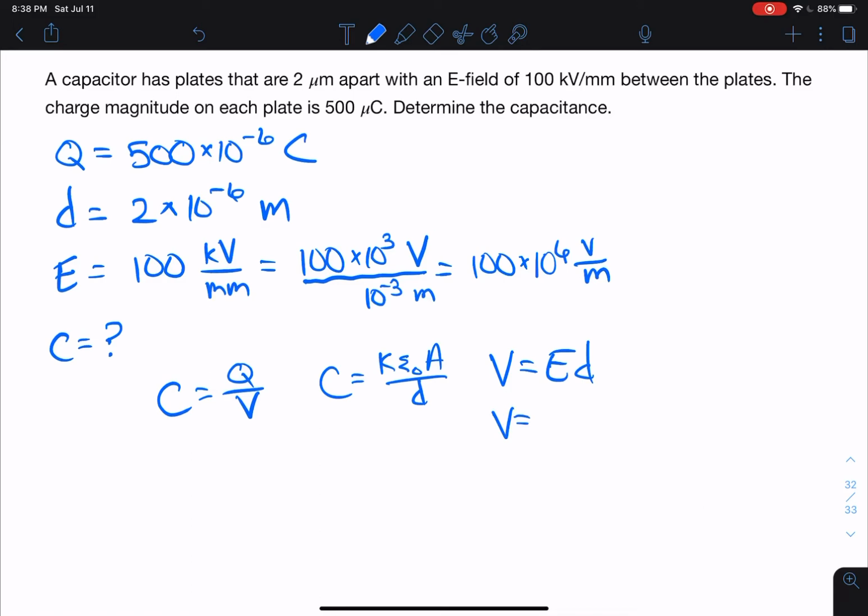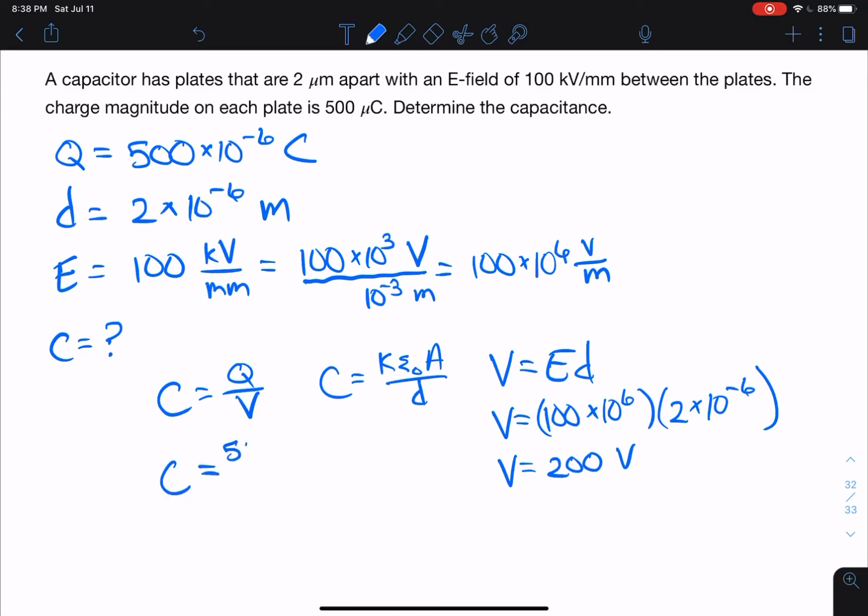V equals 100 times 10 to the 6th volts per meter, times my distance, which is 2 times 10 to the negative 6 meters. And multiplying those together, that's just going to be 200 volts.